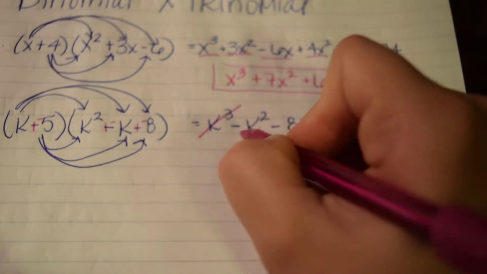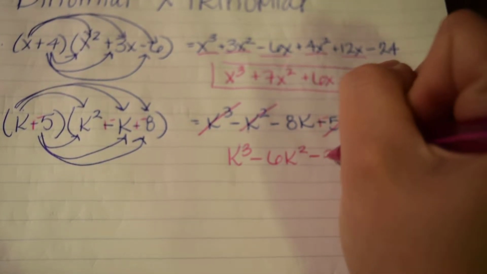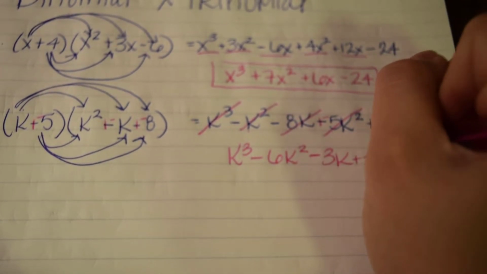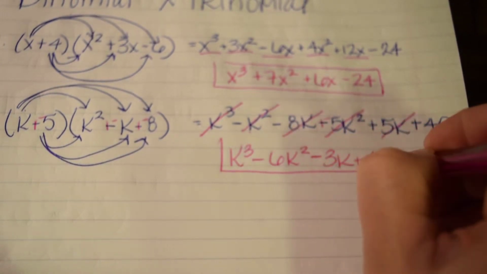Okay, and I'm going to cancel this out because they're done. Negative 8 plus 5 gives me negative 3k, and then we have left our 40. Okay. So that is all the way simplified.